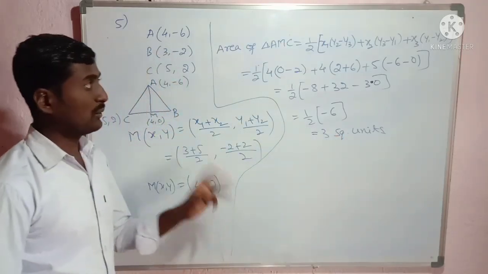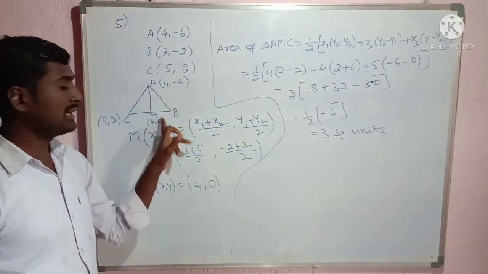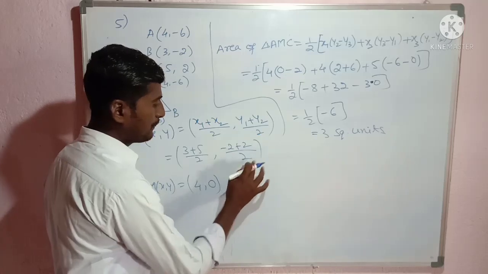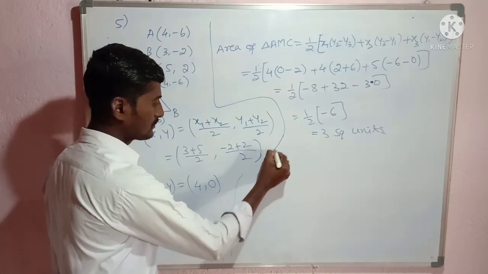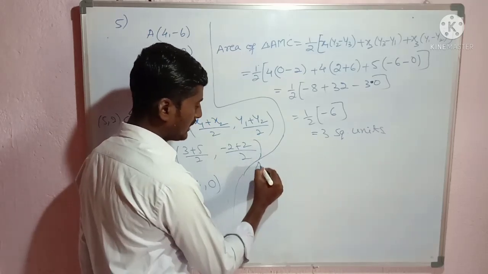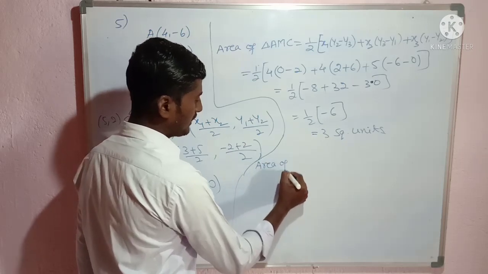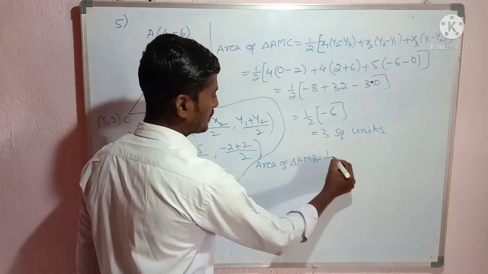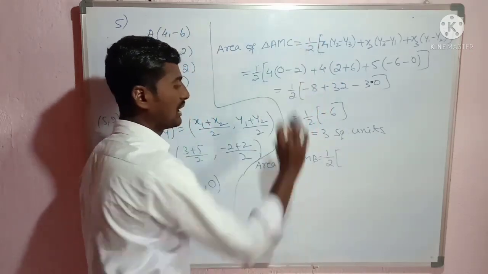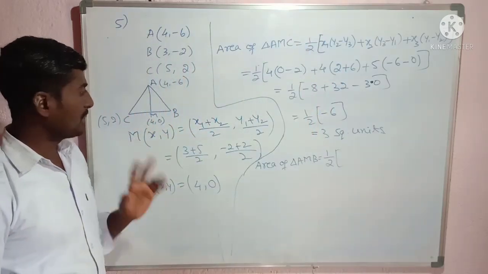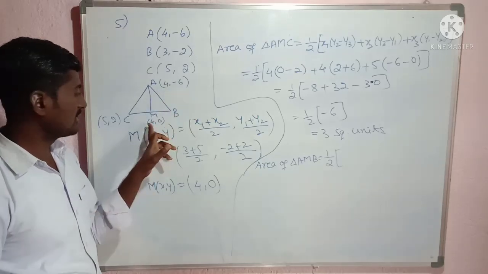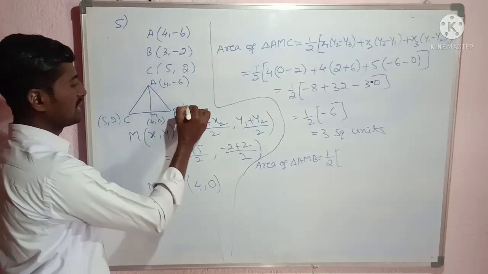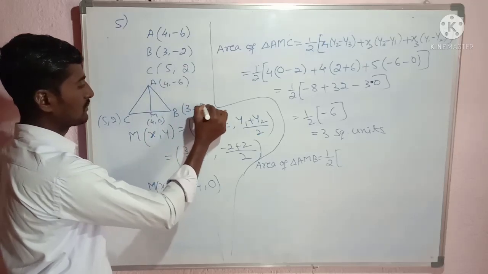One more thing you have to find: the area of triangle AMB. Now, let us substitute the values in the same formula for the area of triangle AMB. Keep in mind that this has x1 y1, this has x2 y2, this has x3 y3. The vertex B is (3, minus 2).